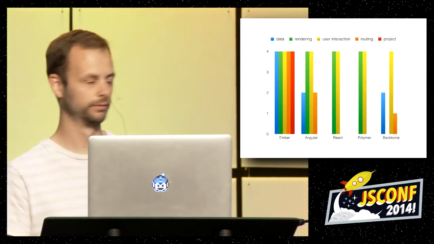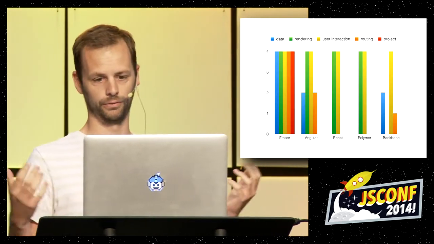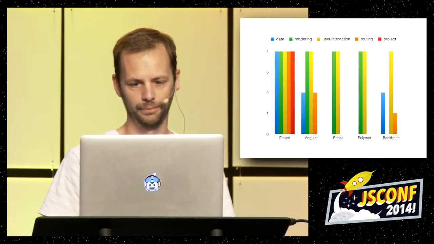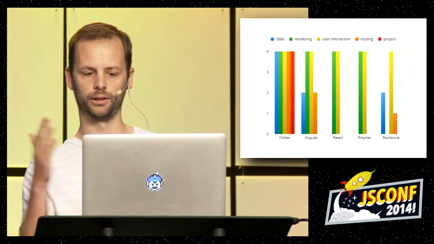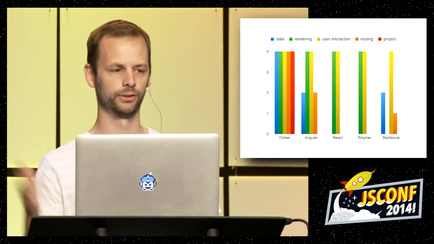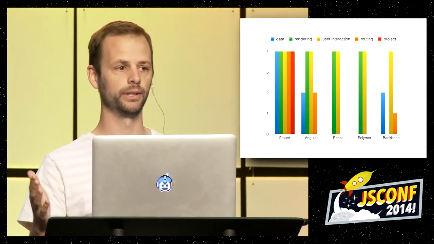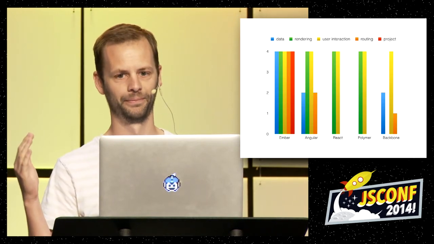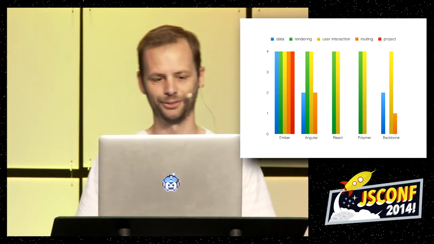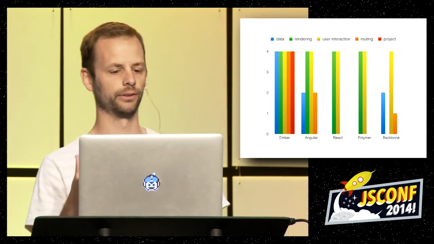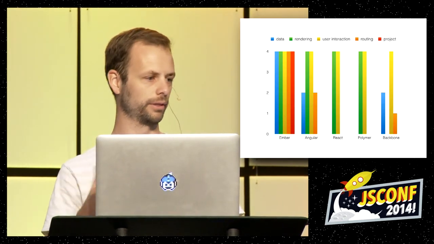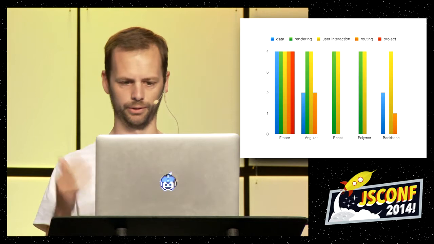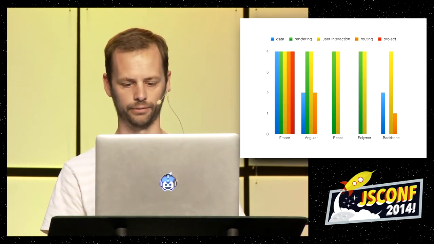So here's my graph. No surprise, Ember is very concerned about everything. I took out a few columns like your clothes, your opinion on MongoDB, things like that. So you can see Ember is very concerned about everything. Angular is concerned to some degree with all of these except your project stuff. React and Polymer are just right up the middle. And then Backbone has probably the strangest looking graph on there.